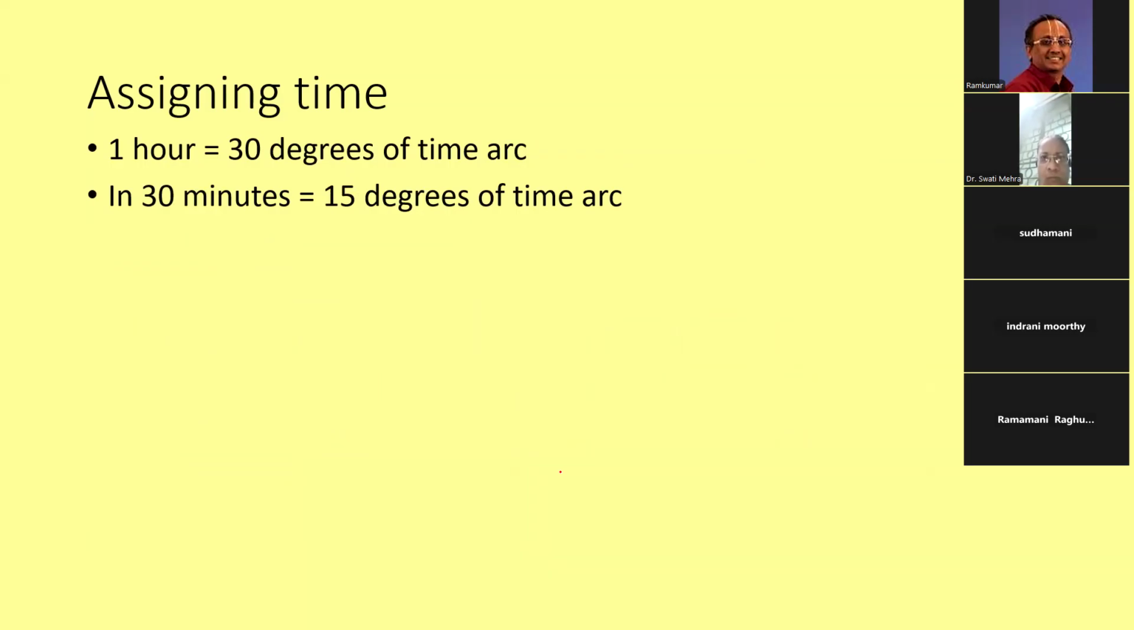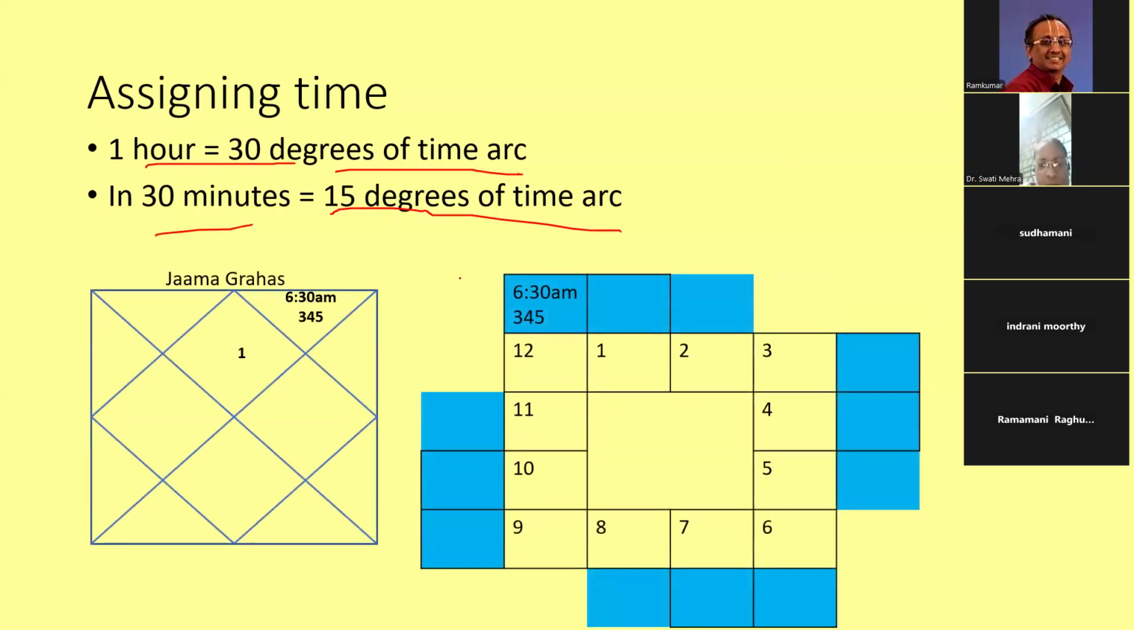Timing. So we already saw 1 hour means 30 degrees of time, right? So in 30 minutes, what will happen? It will be 15 degrees of time. Half of an hour is 30 minutes, half of 30 degrees is 15 degrees, correct? So at 6:30 a.m., where will the Jamagraha be? It will be 360 minus 15 degrees, or 345.